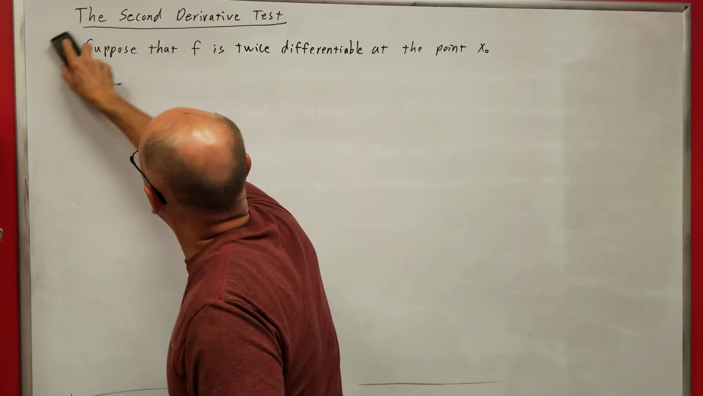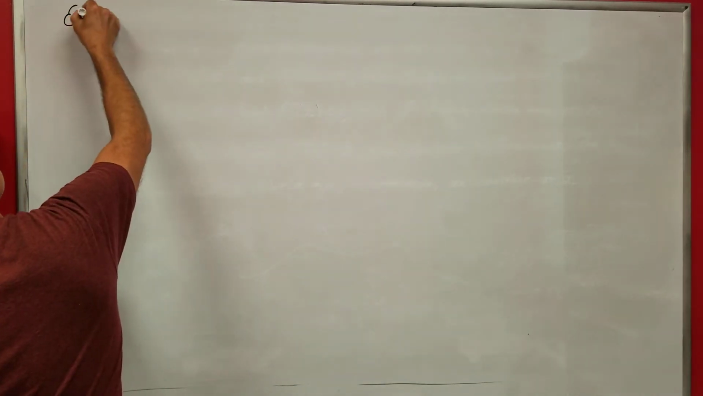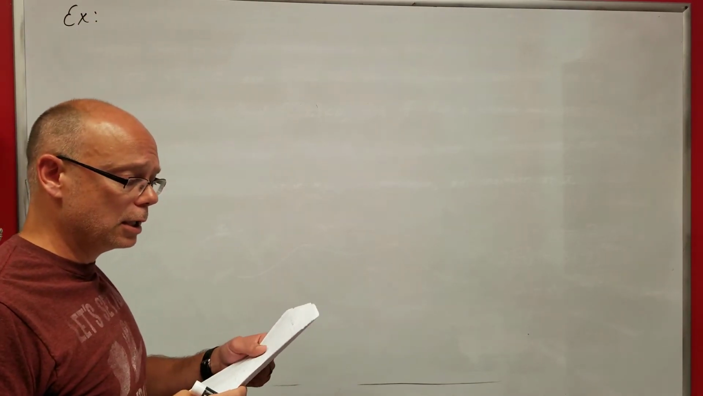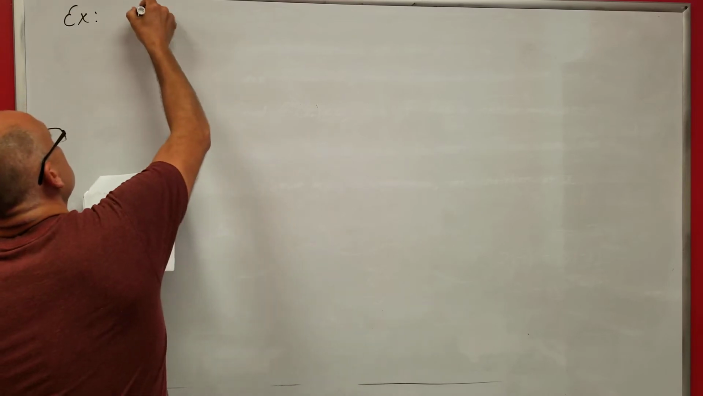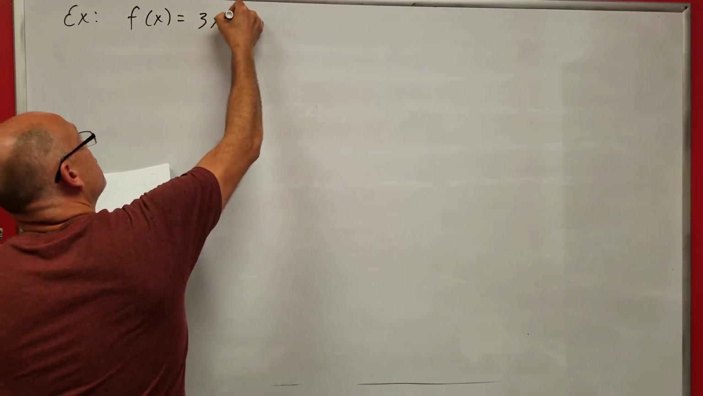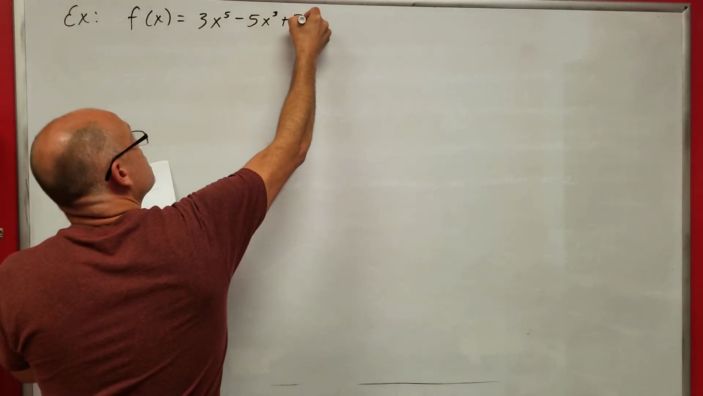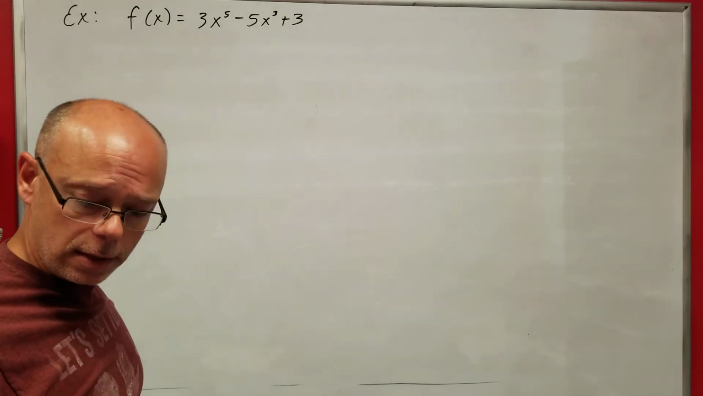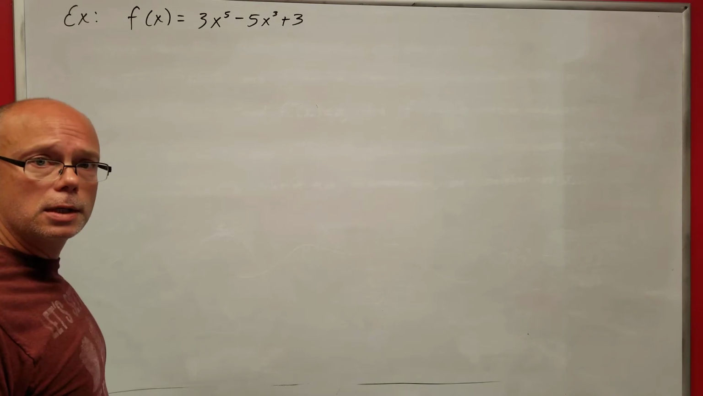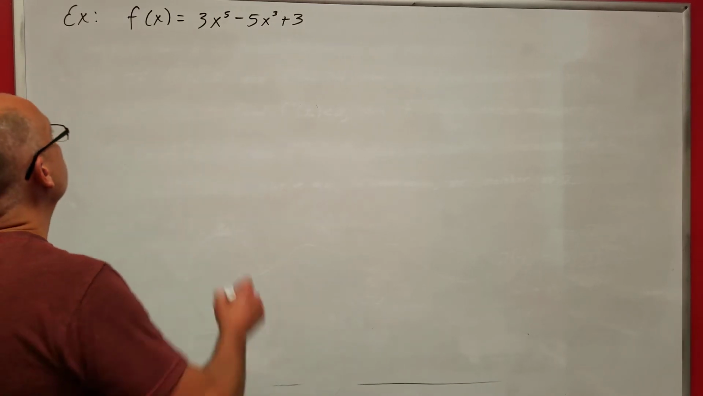If you look at the example in your notes, it tells me to use the second derivative test to determine the x values of any relative max or mins. They give me f of x is equal to 3x to the fifth minus 5x cubed plus 3. And they want me to use the second derivative test to find the max and the mins. All right, so what do I do to use the second derivative test? Find the zeros of the first derivative.